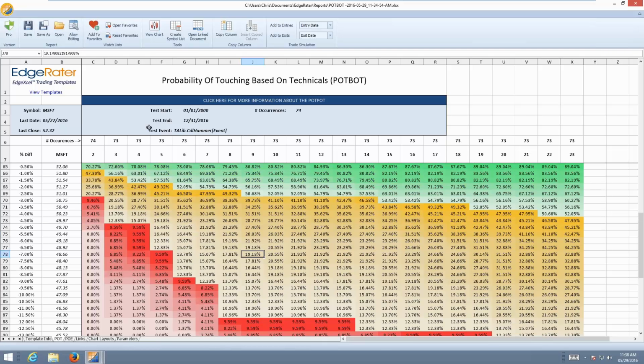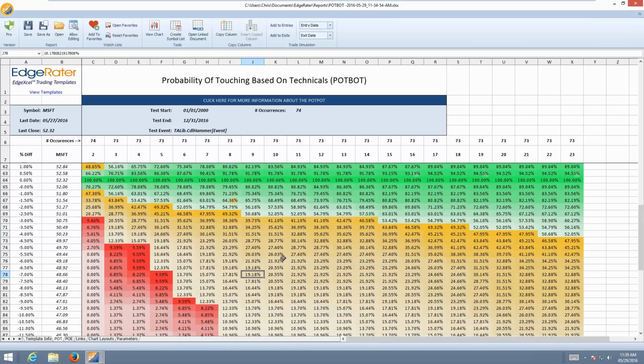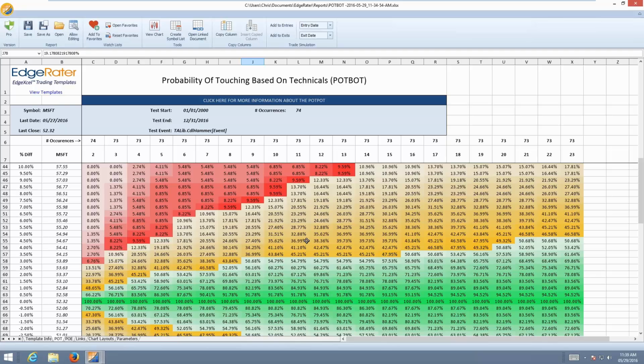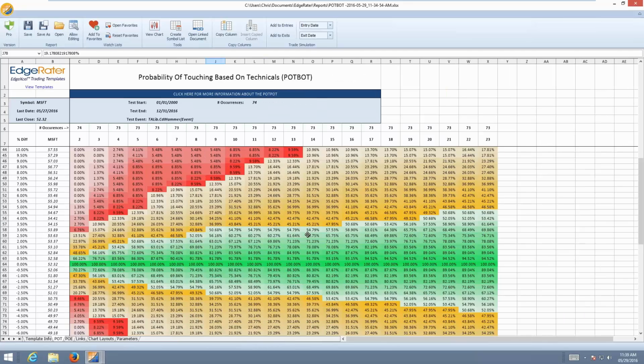It's always a good idea to take a look at the number of occurrences, because obviously the more occurrences there are, the more significant the statistics are. But that's interesting. I think that's super interesting.